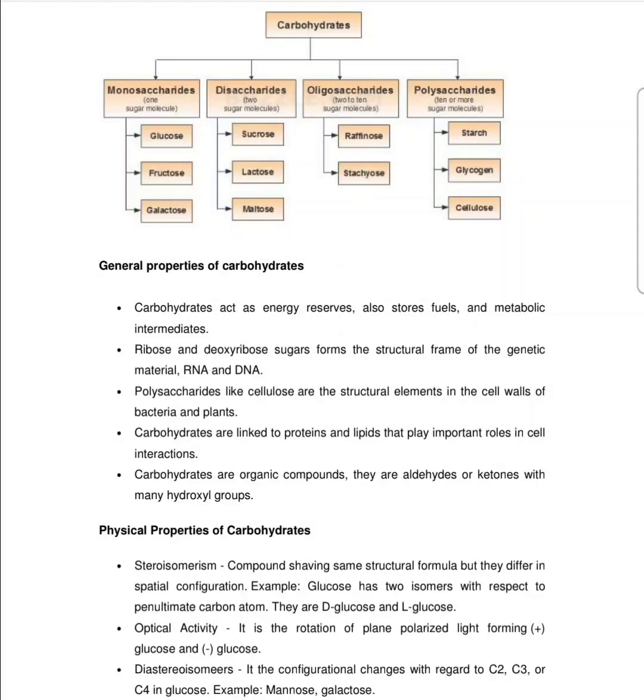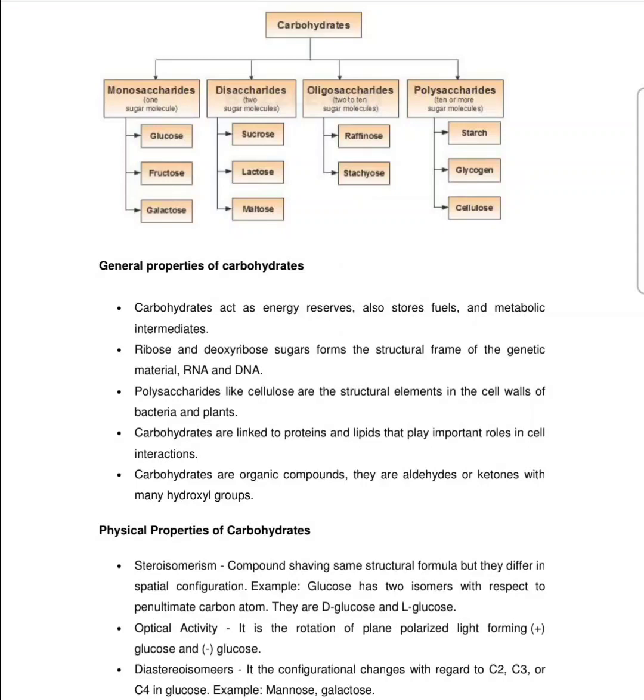Now the general properties of carbohydrates. Carbohydrates act as energy reserves, and also store fuels and metabolic intermediates. Hence they act as a storage form of energy and provide energy. Deoxyribose sugar forms the structural frame of the genetic material RNA and DNA. Polysaccharides like cellulose are structural elements in the cell walls of bacteria and plants. Carbohydrates are linked to proteins and lipids that play important roles in cell interactions, hence in day-to-day life.